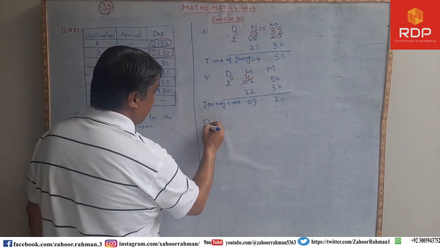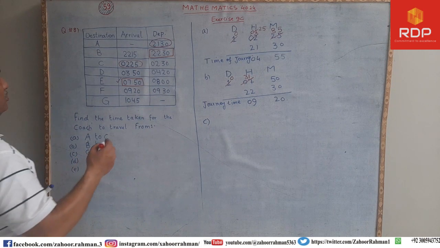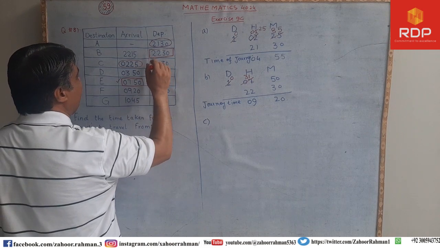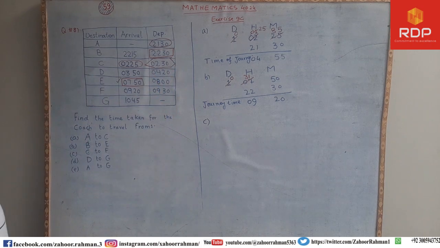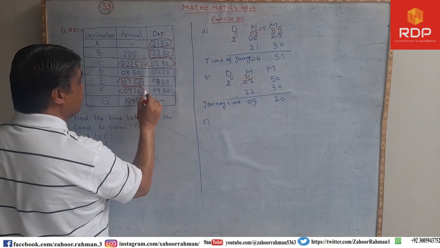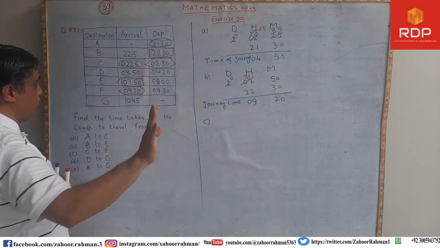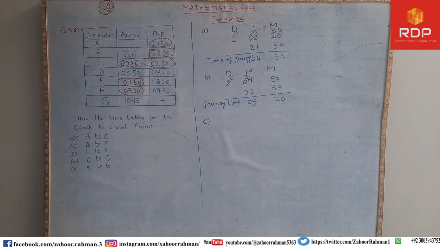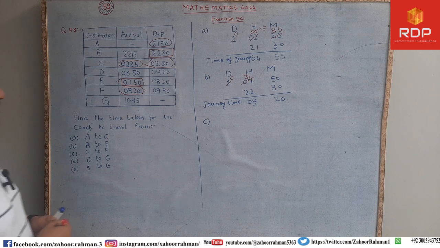Now let's turn our focus to C. In C, they are saying from C to F. So the departure time of this C is this one, and the arrival time of F is this one. So we are dealing with this one. 2:30 is the starting and 9:20 is the arrival. No day has been passed, so no need of writing the day. 2:30 in the morning and 9:20 in the morning it reached.